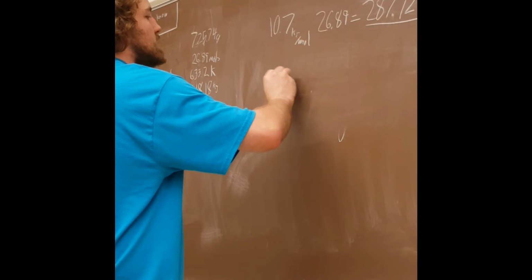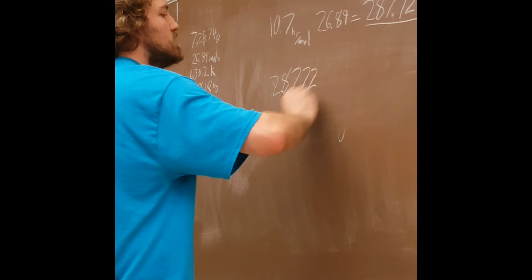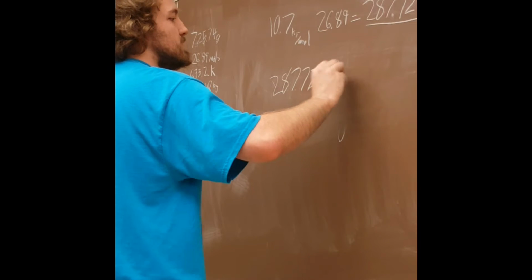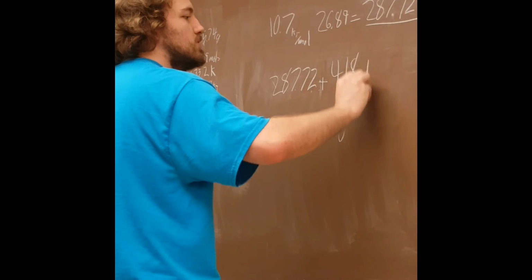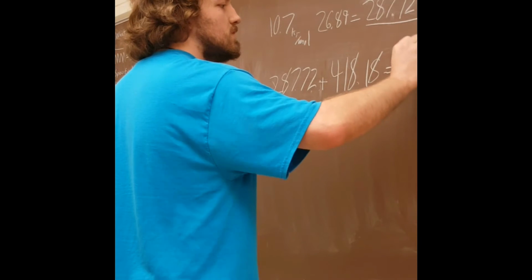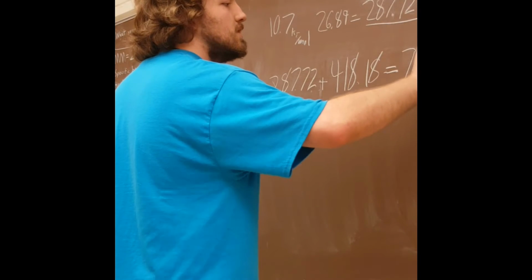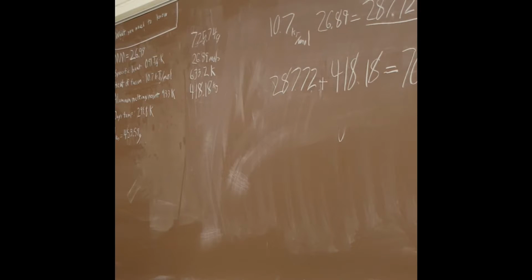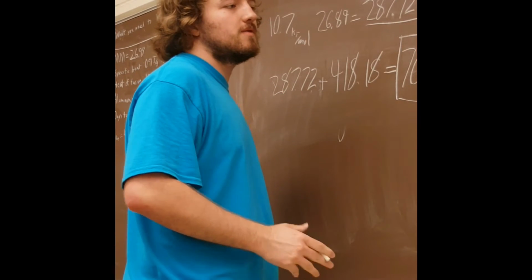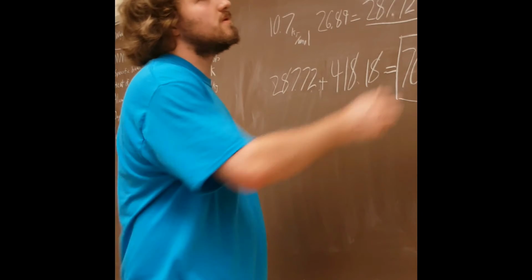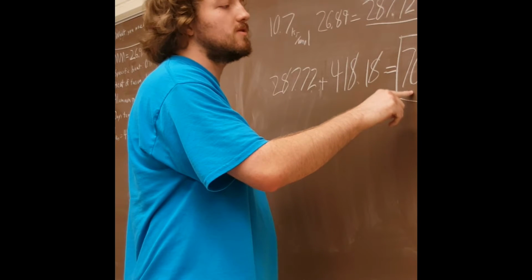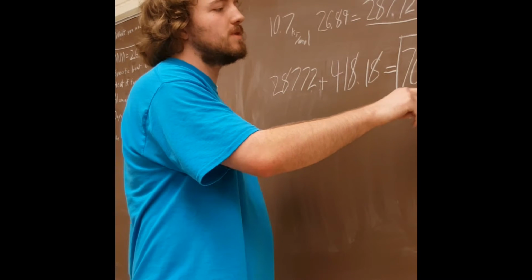We take the 287.72 kilojoules and add it to the kilojoules we calculated earlier, 418.18, which comes out to 705.90. So this number, 705.90 kilojoules, is the amount of energy it would take to raise the solid aluminum up to its melting point and then to convert its solid form into liquid.